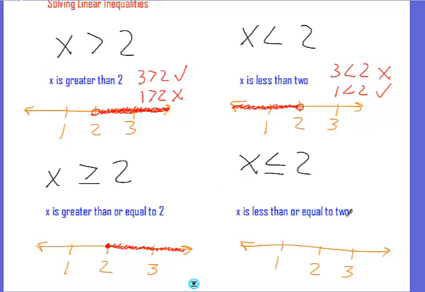Now, this is x is less than or equal to 2. So again, since there's equality, we can be equal to 2. We're going to put a solid circle at 2. 1 is less than 2, so we're going to shade to the left. This is really what an inequality is. It's an answer to an equation that has more solutions than just one.